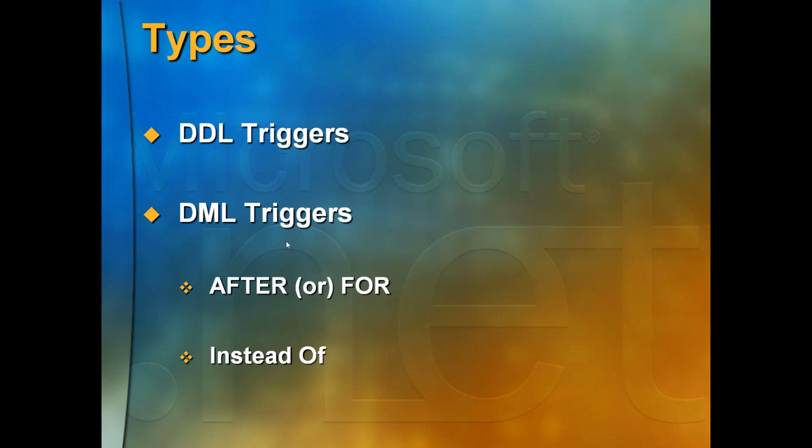Inside DML triggers, there are again two types of triggers. One is called after trigger, also called a for trigger. The next one is called instead of trigger. Clear? So one is called after trigger. The second one is called instead of trigger. So we are going to be using only DML, data manipulation language triggers. We are not going to be writing DDL, data definition language triggers.